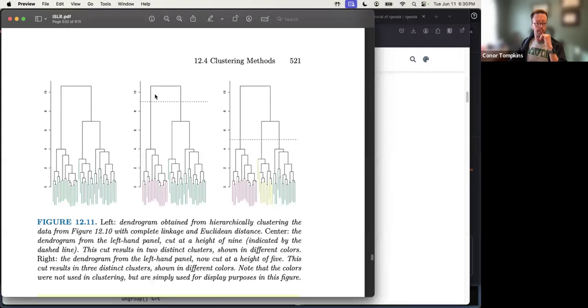Again, you can look at the tree and then cut it at different heights, depending on your problem set. Depending on the height that you cut it at, you're going to get a different number of clusters. Here we have one cluster, two clusters, you've got two branches here, and then three branches here, and three clusters.